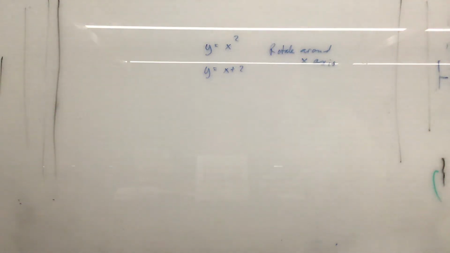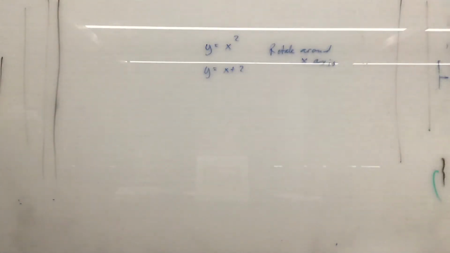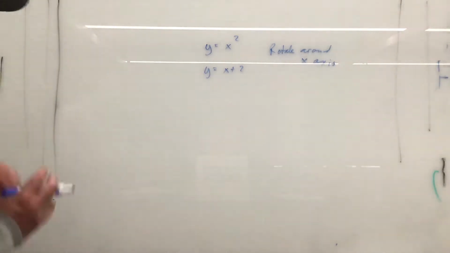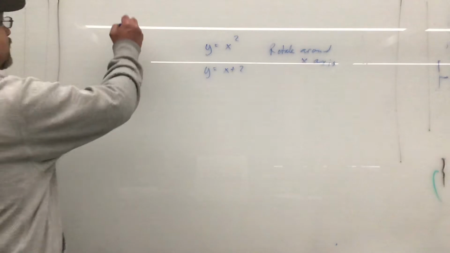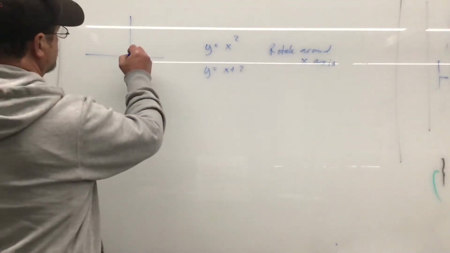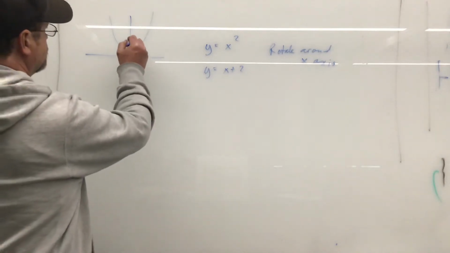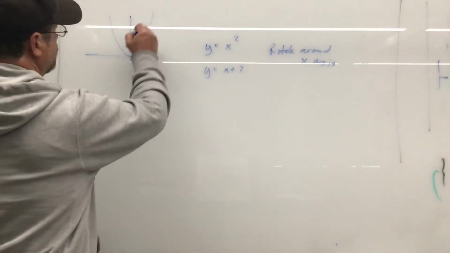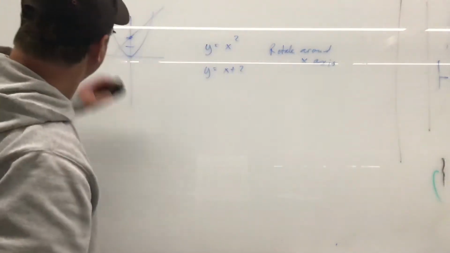One more example here that I'm going to do for you. I've got the function y equals x squared, I've got the function y equals x plus 2, and I want to rotate the area that's enclosed by those two around the x-axis. So I'm going to go ahead and graph these two. Y equals x squared looks like this. Y equals x plus 2 has a slope of 1, looks something like this. And really, all I'm interested in is the area that's bounded by those.